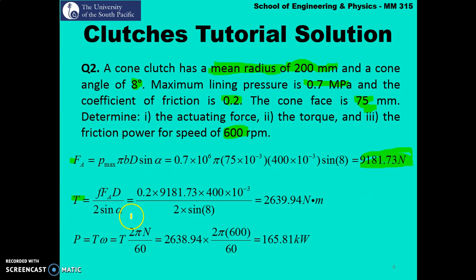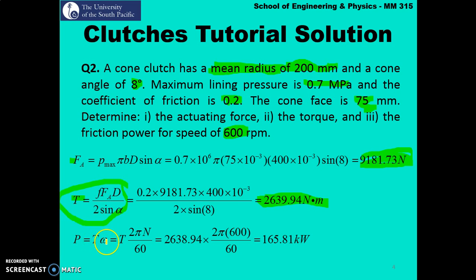Now what happens is the torque. Again, this formula can only be used when this specific type of problem is given for cone clutches in which the mean radius is specified. So your torque is nothing but the coefficient of friction times your actuating force times the mean diameter divided by 2 sine alpha. Substituting for all of these values, you get your torque to be 2639.94 Newton meter.